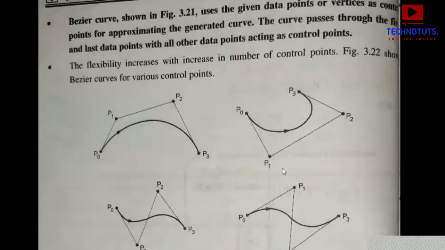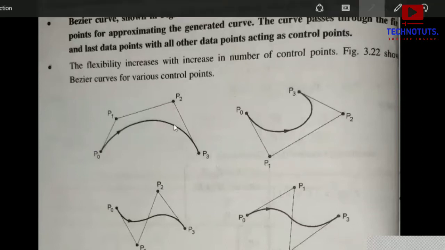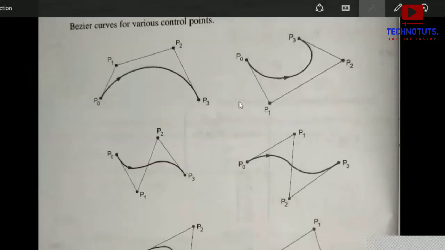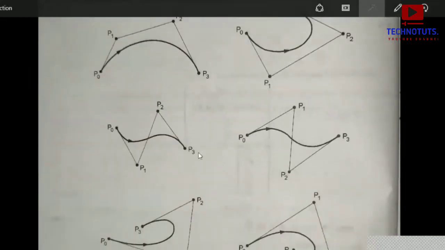These are various desire curves. See here, this curve has two control points P1 and P2, having two endpoints P0 and P3 in the curve. This curve, P0 and P3 are the endpoints on the curve, and here P1 and P2 are the control points. Okay. See here also P0 and P3 are the endpoints on the curve, and P1 and P2 are the control points. Zigzag.